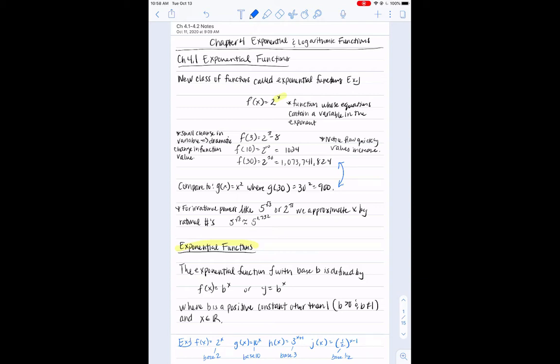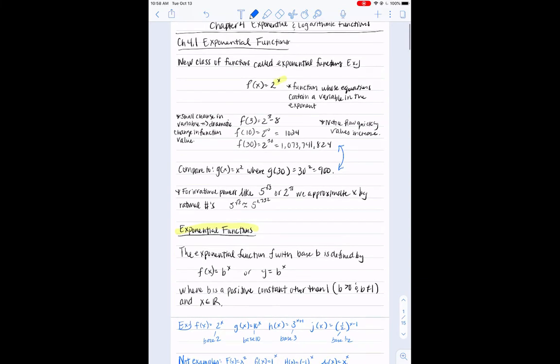Alright, and then when we have irrational powers like 5 to the square root 3 or 2 to the pi, where these are our x values that we're plugging in, we approximate x by rational numbers. So we basically just round the square root of 3, ending the non-repeating decimal by rounding. The same thing with pi, we would just say it's 3.14 to approximate it.